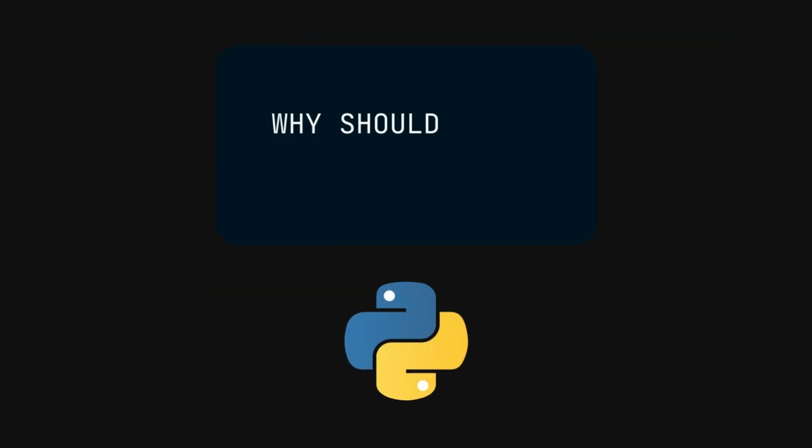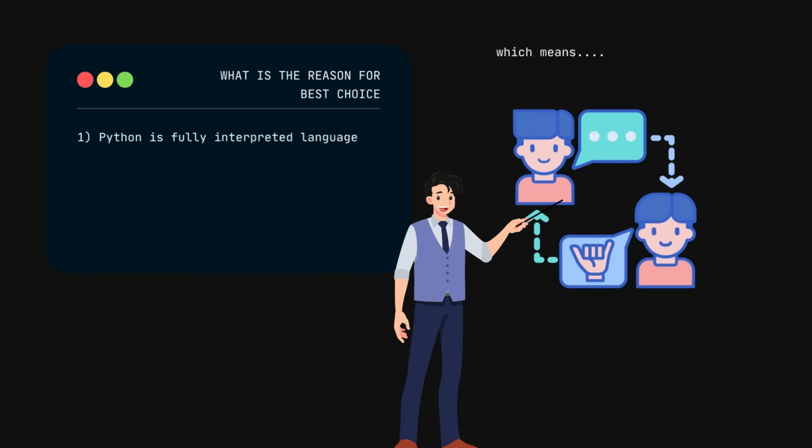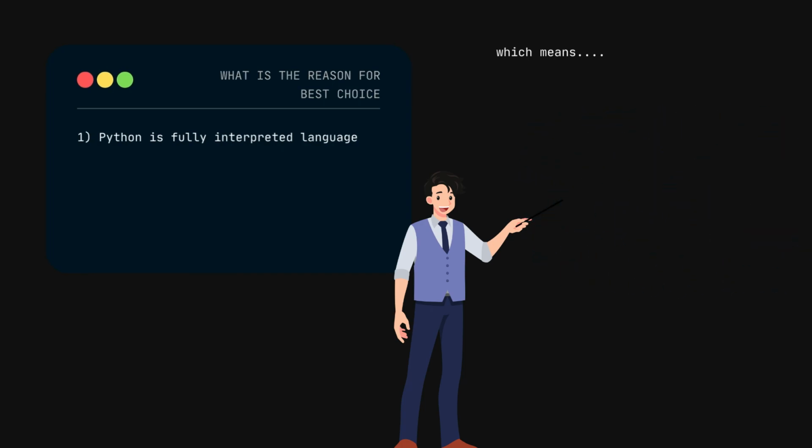Now, let's see why we should choose this language. Python is a fully interpreted language. It means the Python program is executed one line at a time. The advantage of being an interpreted language is that it makes debugging easy and portable.